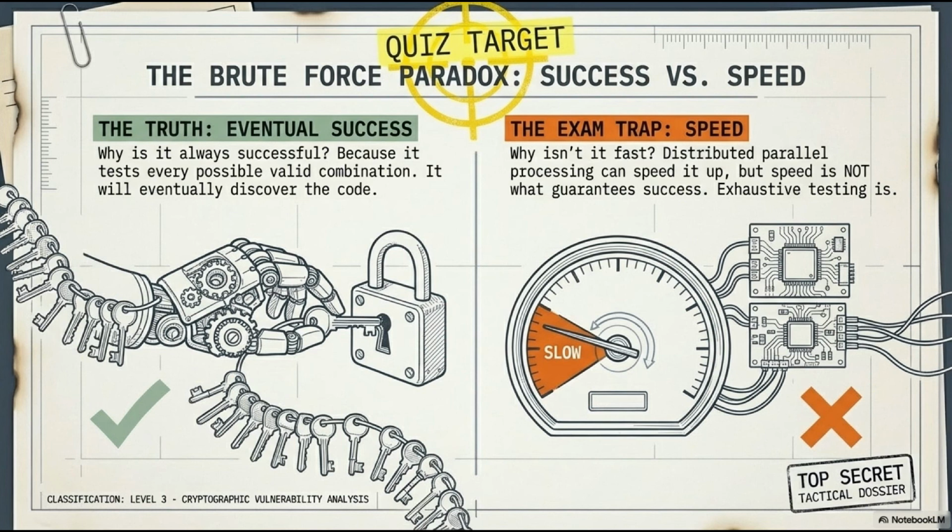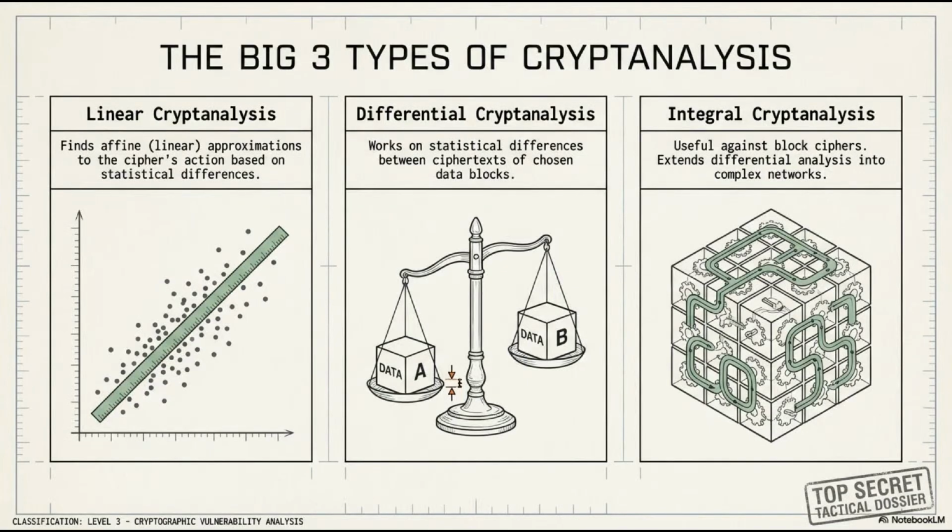Exactly. So next up is slide 5, the big 3 types of cryptanalysis. This is getting into the heavy math. Yeah, these are the core mathematical approaches. First is linear cryptanalysis. The goal here is finding linear or affine approximations to the cipher's action based on statistical differences. So they're looking for a slight bias, like trying to draw a straight line through something designed to be totally scrambled. Yes, exactly. Then you have differential cryptanalysis. This one works on the statistical differences between the ciphertexts of chosen data blocks. It's mostly applicable to symmetric key algorithms.